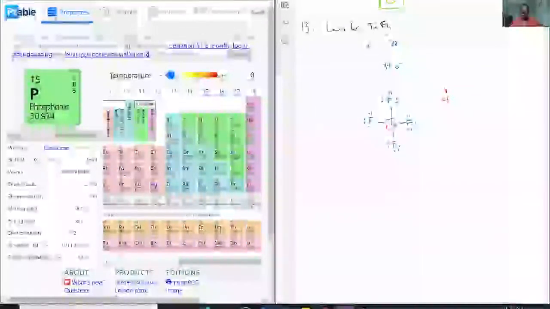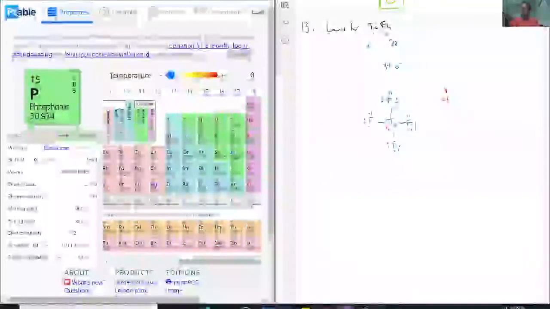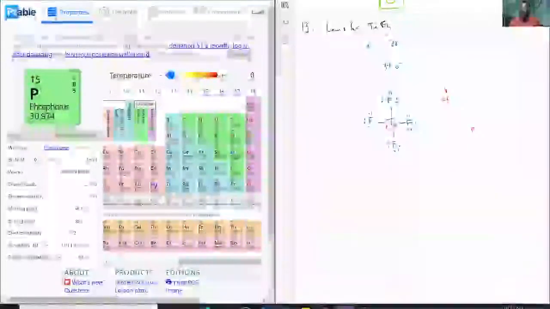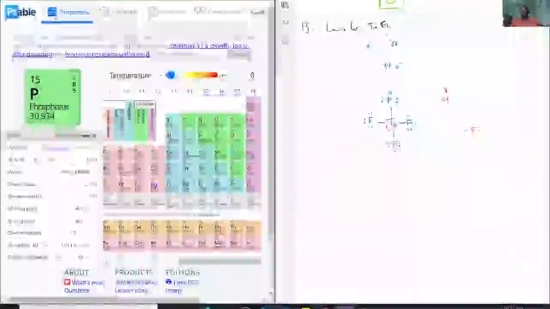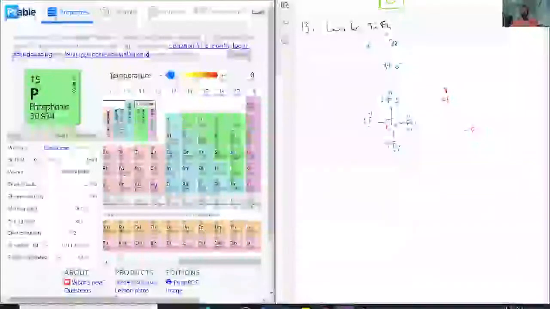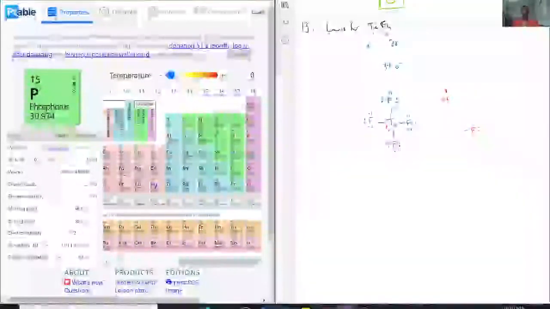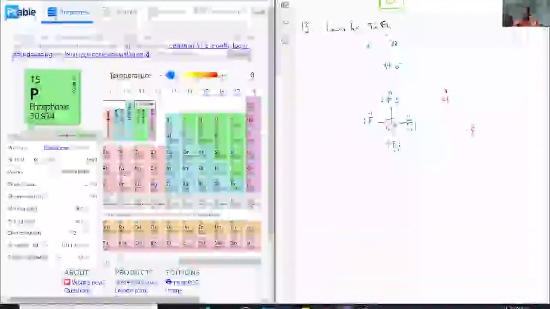Now, are the formal charges all 0? Let's find out. For fluorine, the formal charge should be 0. We just need 3 lone pairs, 1 bond. And there you have it. That will be the formal charge for fluorine. It is indeed 0.